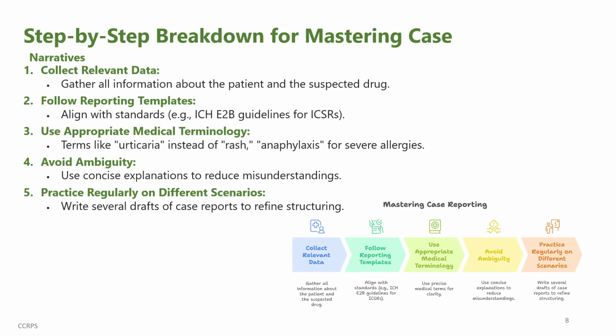A step-by-step breakdown for mastering a case narrative. Number one, collect relevant data. Gather all information about the patient and the suspected drug. Number two, to follow reporting templates to align with standards as listed in the ICH E2B guidelines for ICSRs. Number three, to use appropriate medical terminology. Terms like urticaria instead of rash, anaphylaxis instead of severe allergies. Number four, avoid ambiguity. Use concise explanations to reduce misunderstandings.